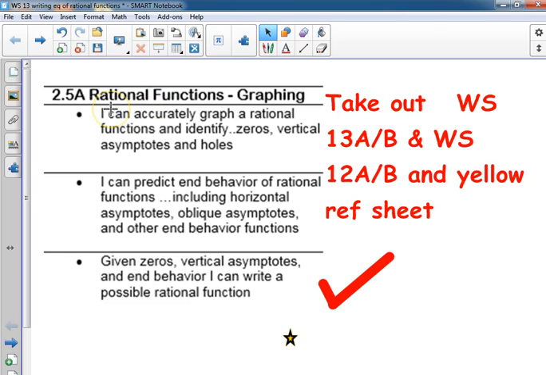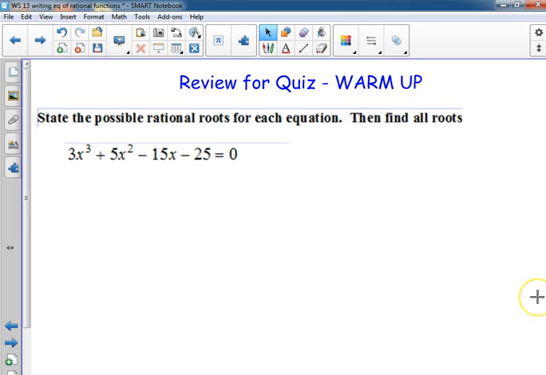So this is some more on rational functions, but today we're going to actually start with the graph and try to write the equation. But before we do that, we have some warm-ups about what's on the upcoming quiz.